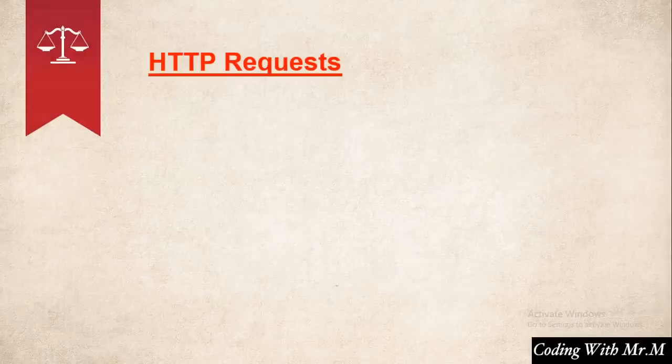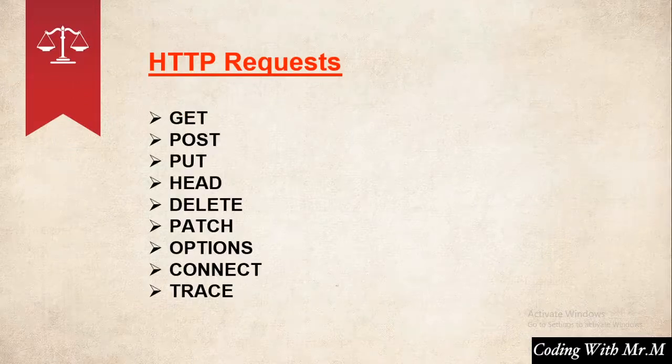Now, HTTP has certain methods. The first one is get, which you have already covered in the previous tutorial. Now, one more that is very important is post. The third one is put. Then we have head, we have delete, patch, options, connect, and trace. So these are basically all the types of HTTP requests you may need to use when you are dealing with HTTP.